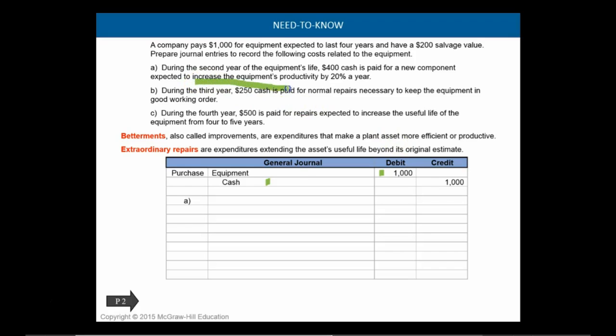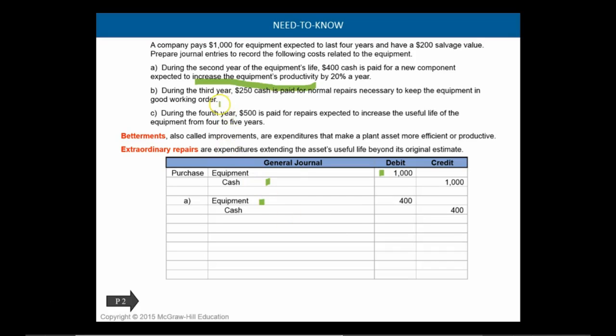increase the equipment's productivity. The question here is, should we capitalize it? Should we expense it? The key term here is we're increasing the life, therefore we're going to capitalize it, meaning we're putting the debit to an asset, not an expense. We're increasing the asset instead of increasing the expense, and therefore we're going to debit the 400 and credit cash, reducing cash.